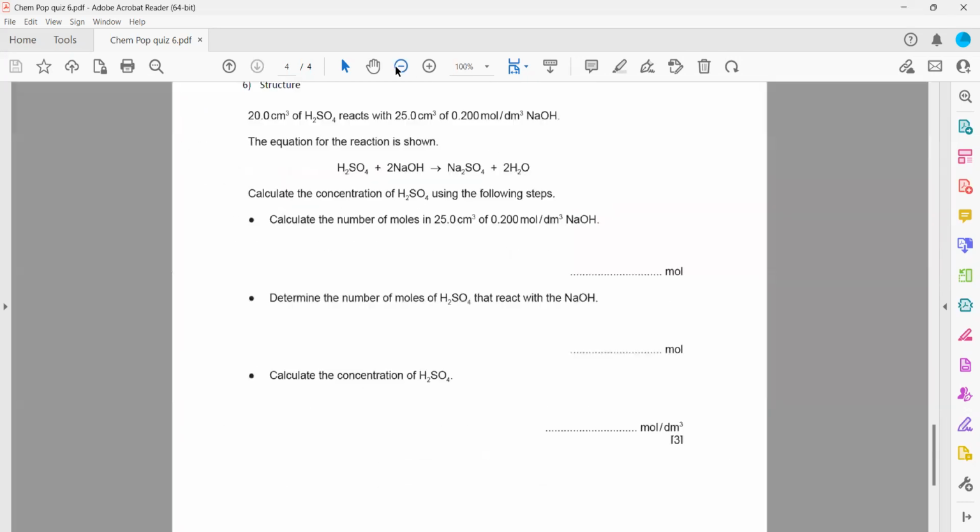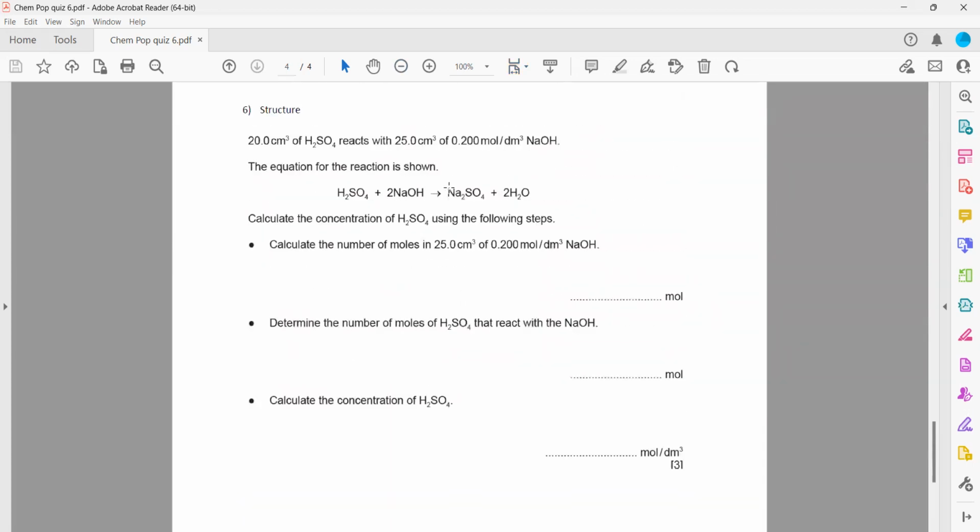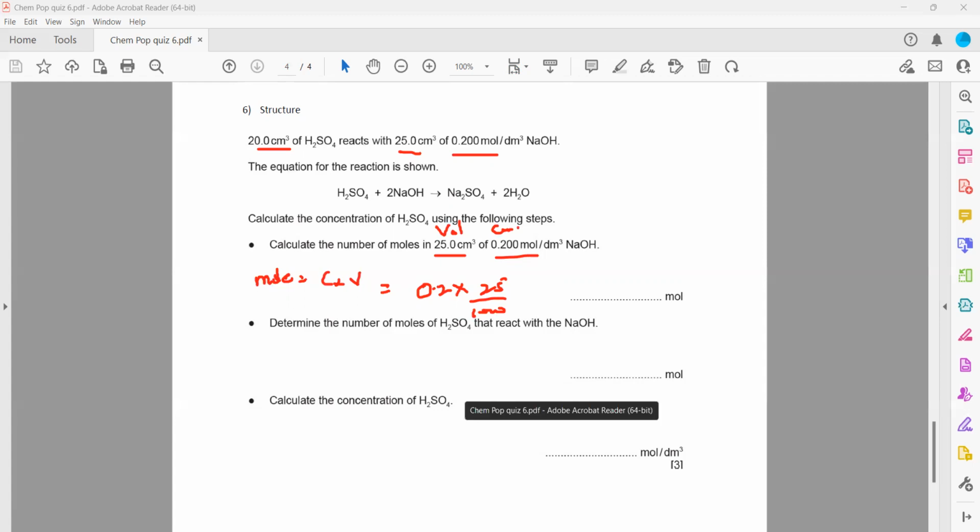This question is related to the moles concept. 20 cm cubed of sulfuric acid reacted with 25 cm cubed of 0.2 mol per dm cubed sodium hydroxide. Calculate the number of moles in 25 and 0.2. How to solve? We have the volume and the concentration, so moles equal concentration times volume. 0.2 is the concentration and the volume is 25 divided by 1000. So this gives us the moles, which is 0.005.